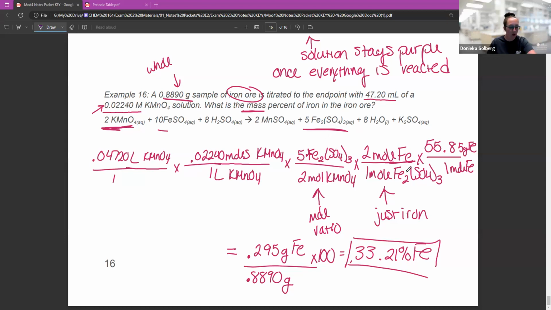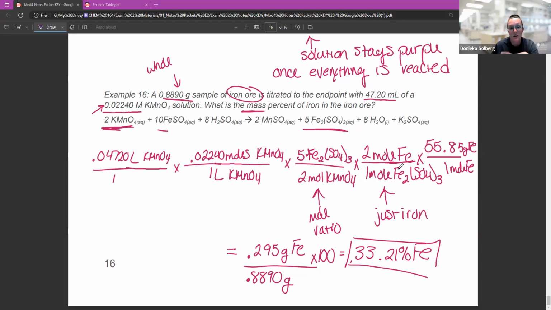Okay, so 1 mole of Fe2SO4 has 2 moles of iron in it. So 2 moles of iron. This is, like I said, a component within. I just want the iron part. And then I want to know the mass of iron. So I do 1 mole of iron with the molar mass of iron.